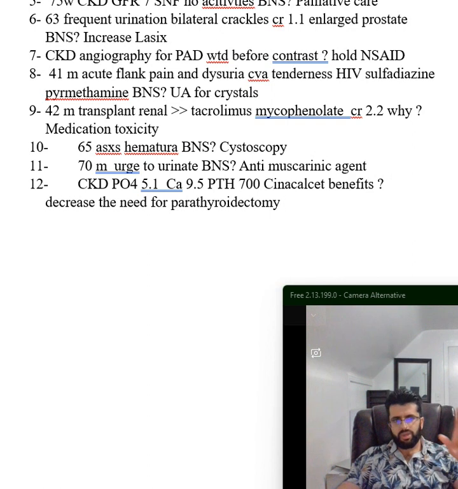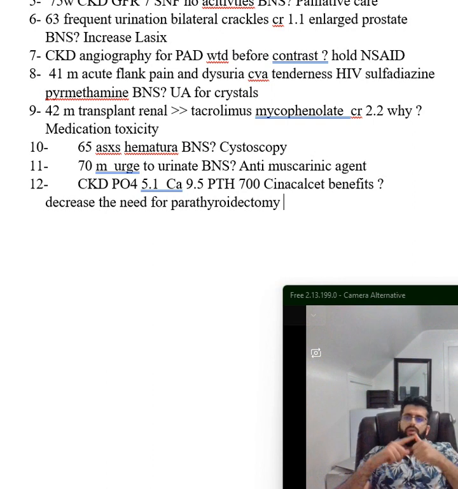So you give this calcimimetic, but it's not calcium. You want to give it to stimulate the parathyroid to suppress the parathyroid hormone. So you decrease the need for parathyroidectomy, okay? Now that brings us to the discussion: how do you treat hyperparathyroidism in advanced kidney disease?